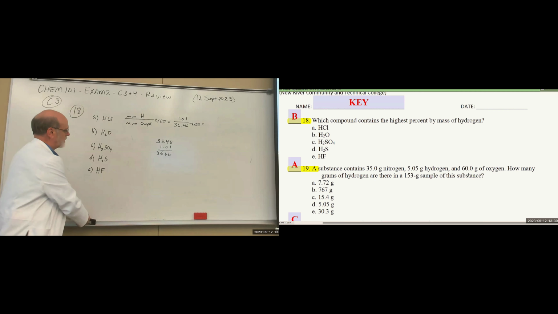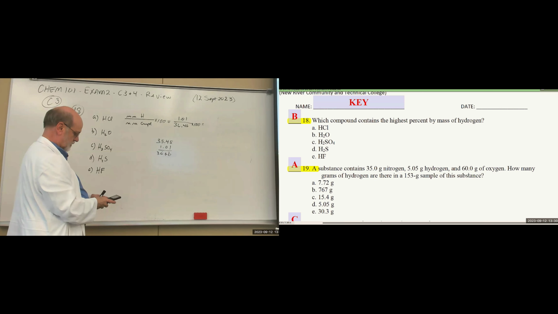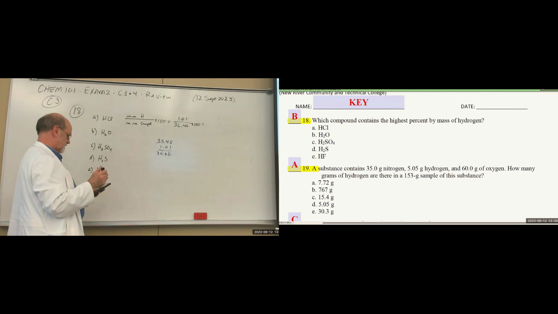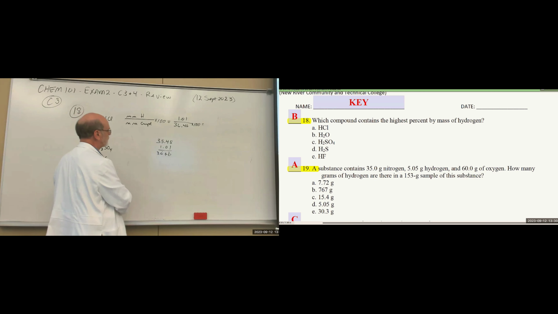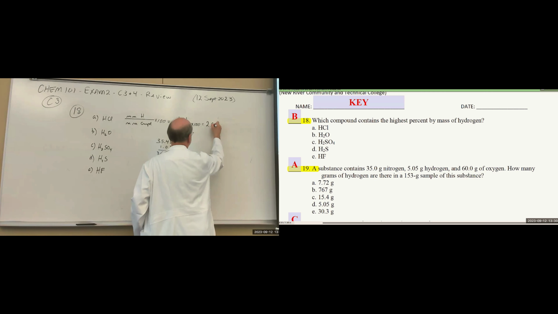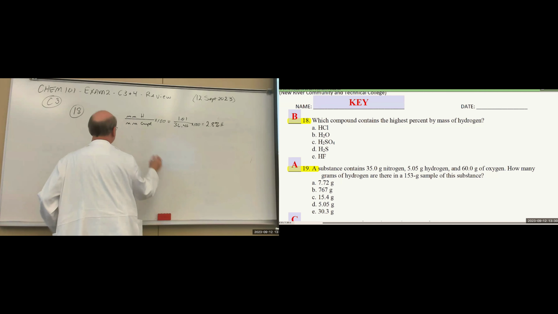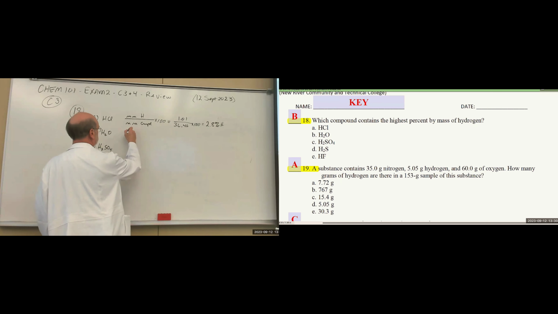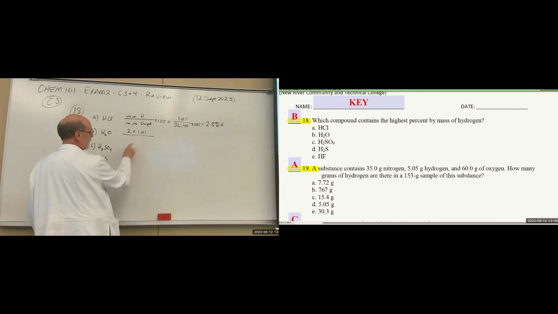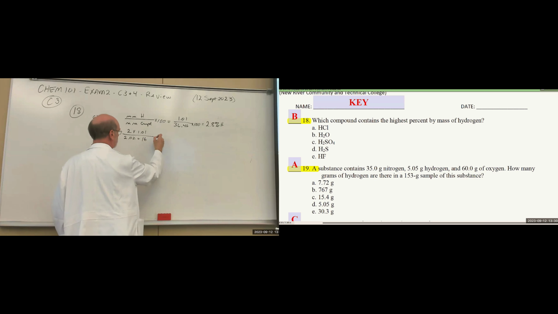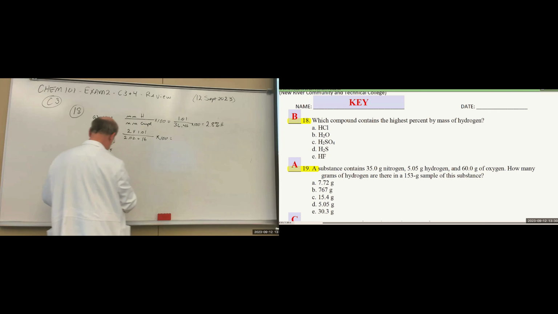Okay. 1.01 over 36.46 is 0.0277, so that's 2.8%. Right. Okay. But for this one, water, 2 times 1.01. What's the molar mass? Well, it's that plus oxygen, times 100. Okay.